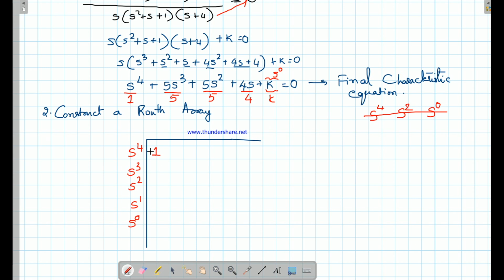So here s power 4 is 1. Now the next coefficient after 1 will be written for s square, which is 5. And similarly the s power 0 term will be written here, which is k.